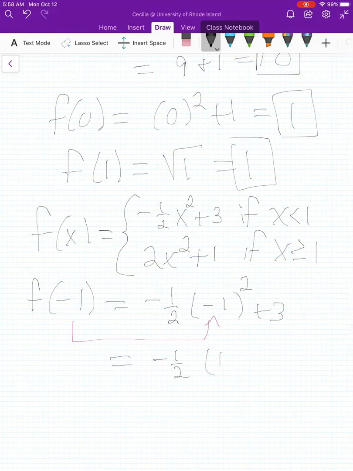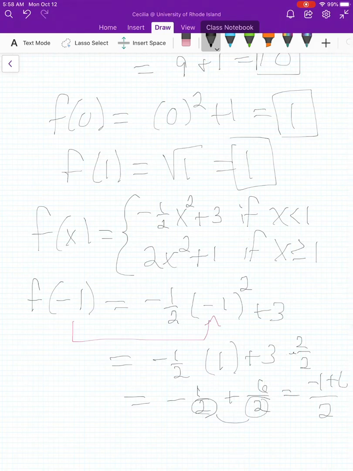Well, what's negative 1 squared? It's just 1, plus 3, right? A negative times a negative is a positive, and we're just squaring that. And so now we get negative a half plus 3. Well, if we're going to add a half and 3, let's convert this 3 to halves. So we're going to multiply by 2 over 2, a disguised form of 1, and we get 6 halves. So minus a half plus 6 halves, the bottoms match. Most people got this on the exam. So we put a 2 here, and we have minus 1 plus 6, or 5 halves.